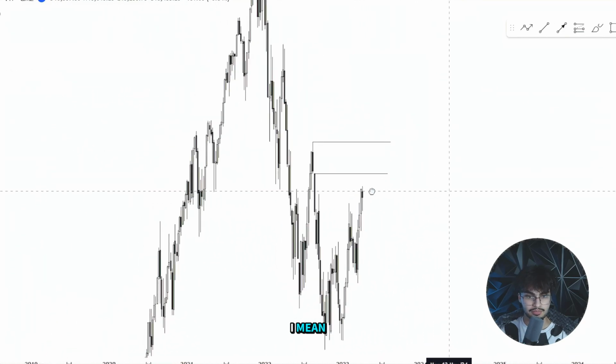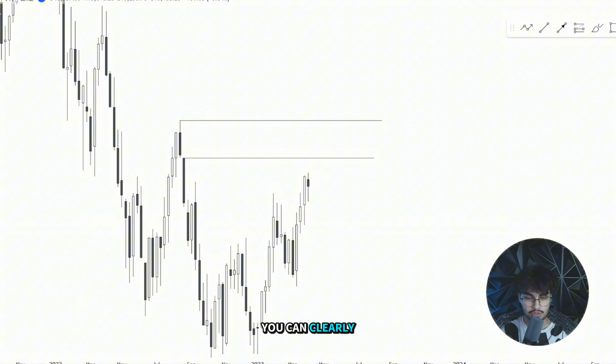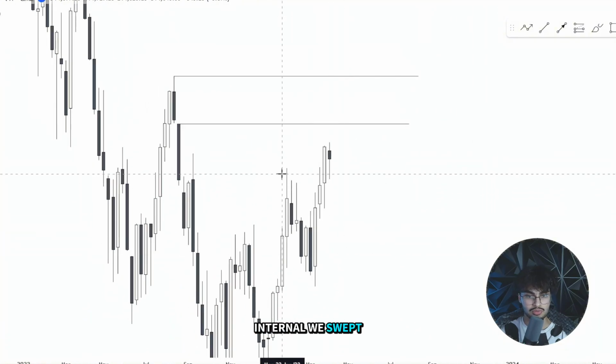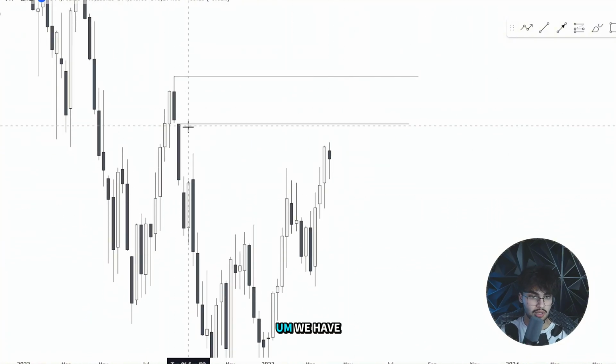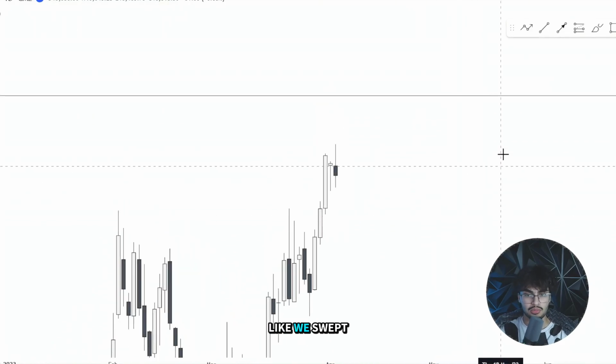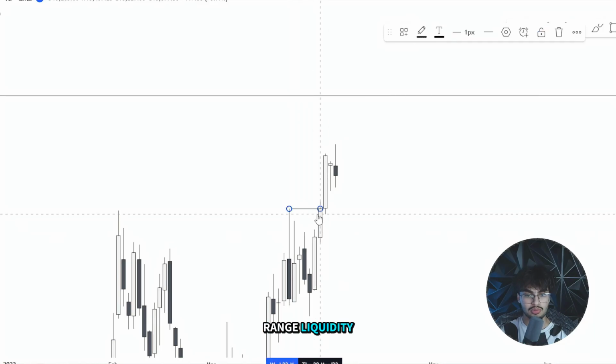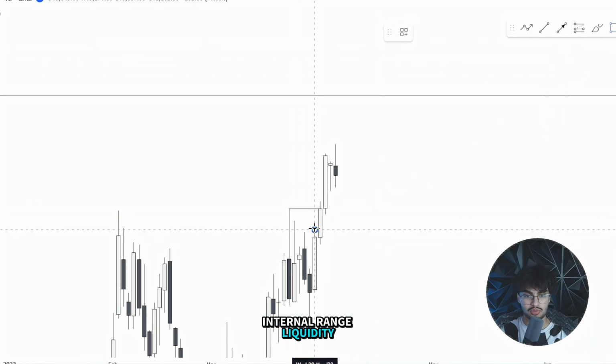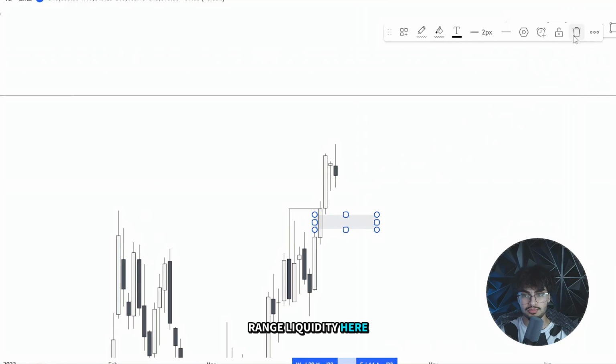And yeah, you can clearly see that we're respecting these weekly internal. We swept out that weekly external. We have our liquidity resting here. We might get a small pullback, like we swept out this external range of liquidity. So we might want to see this internal range of liquidity or this internal range of liquidity here.